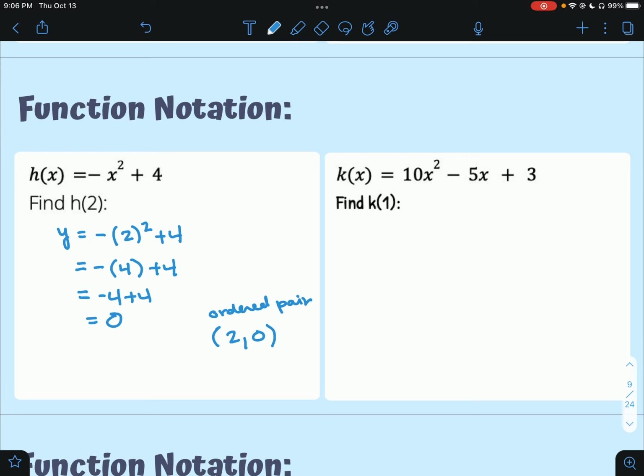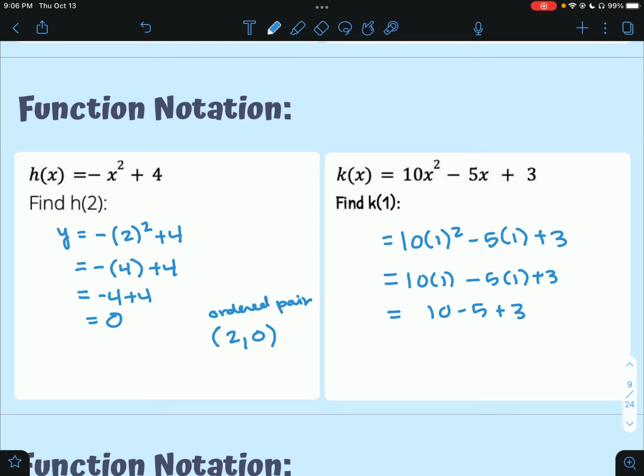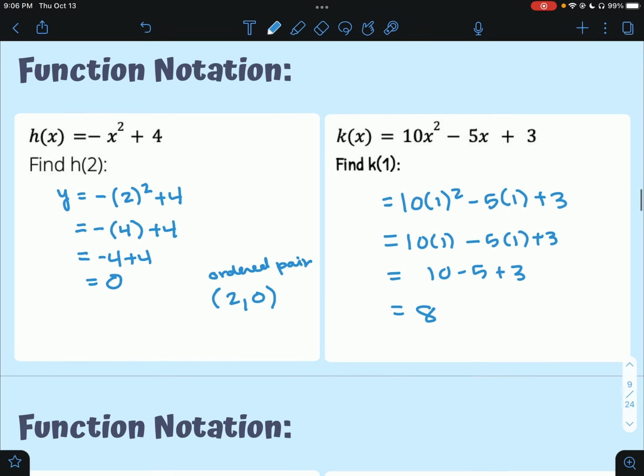We can do the same thing on the right side. We would say 10 times 1 squared minus 5 times 1 plus 3. 10 times 1 minus 5 times 1 plus 3. 10 minus 5 plus 3. And we get 8. So again, that could be written as the ordered pair. Your input is 1, your output is 8, so you have the point 1, 8.